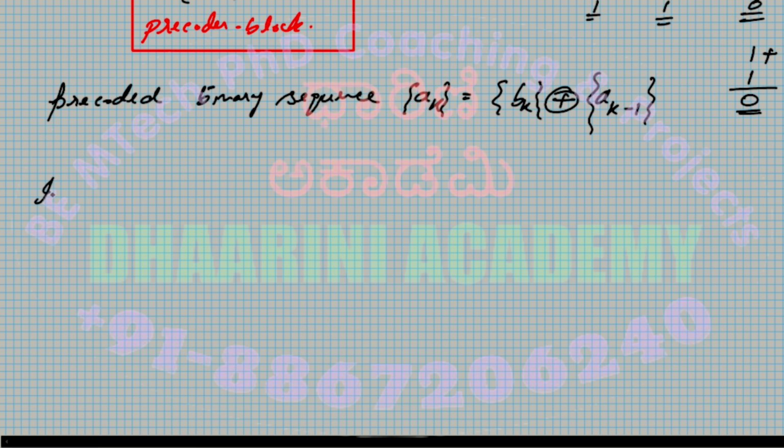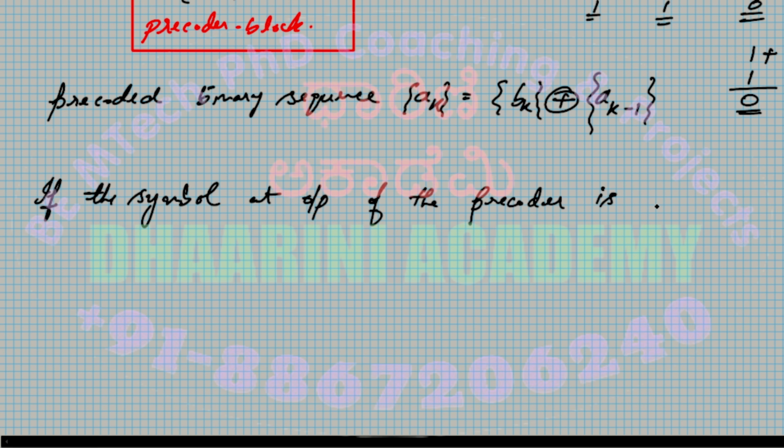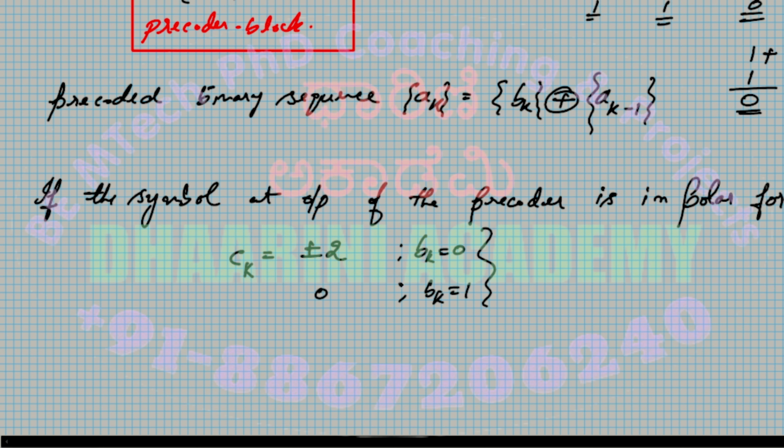So if the symbol at the output of the precoder is represented in, say, polar form, then we will understand that this is the possible equation. The CK will be equal to either plus or minus 2 whenever the BK is equal to 0. Otherwise, whenever the BK is equal to 1, you get this kind of representation.